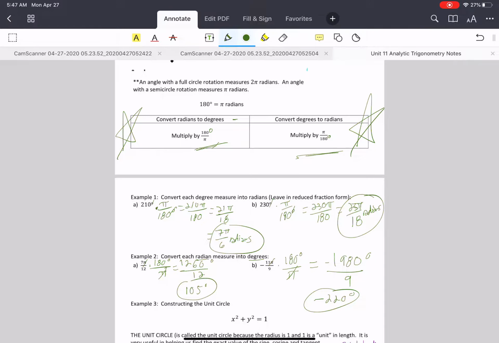Oh, last thing I'll mention in this part of this video is that coterminal angles act the same way with radians as well. Instead of adding and subtracting 360, we'll add and subtract 2 pi.